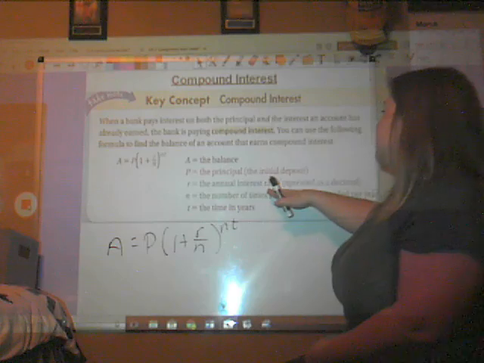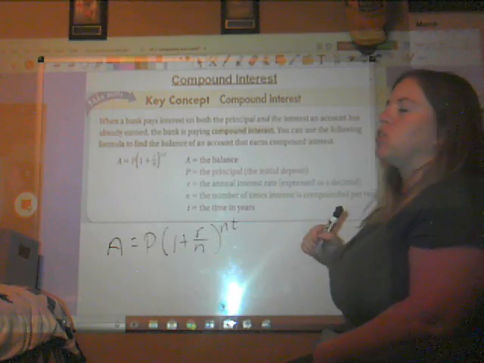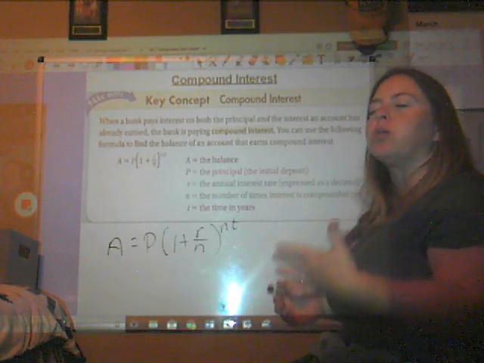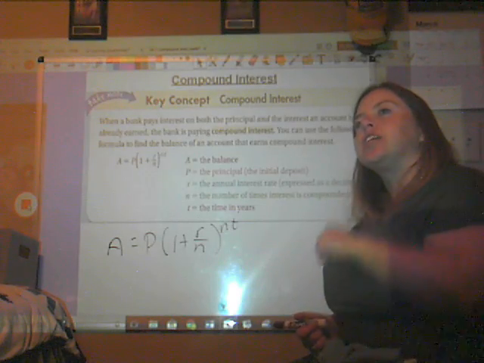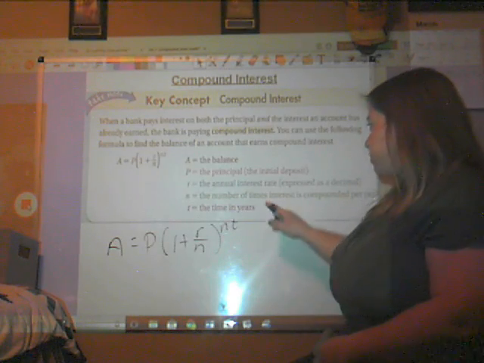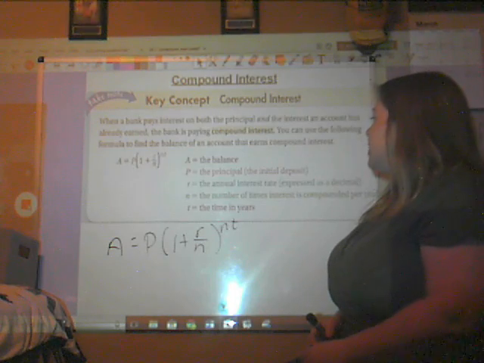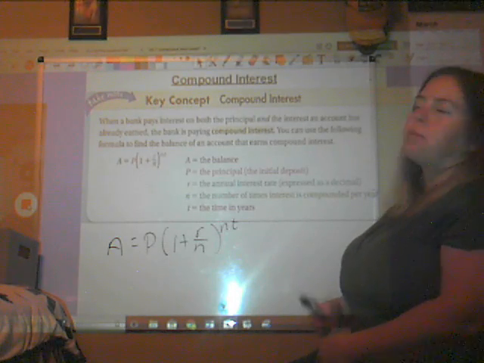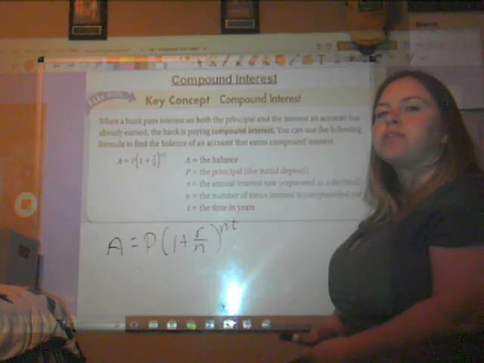R is the annual interest rate expressed as a decimal. So in the problems, it'll always be a percentage, and you want to turn it into a decimal. So that's your R. Your N is the number of times the interest is compounded per year. Now that's going to use some different words here.